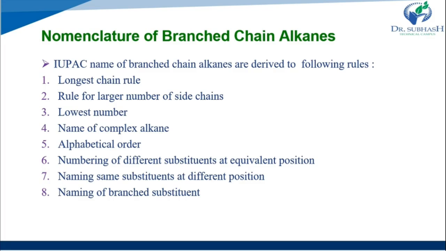The sixth is numbering of different substituents at equivalent positions. The seventh rule is naming the same substituent at different positions. The eighth and last is naming of branched substituents. These are the IUPAC rules for branch chain alkane nomenclature.